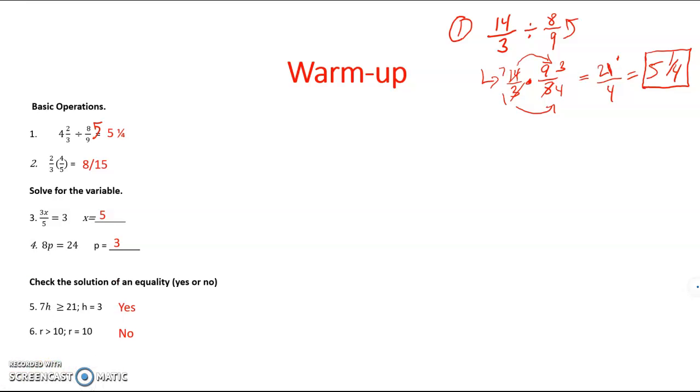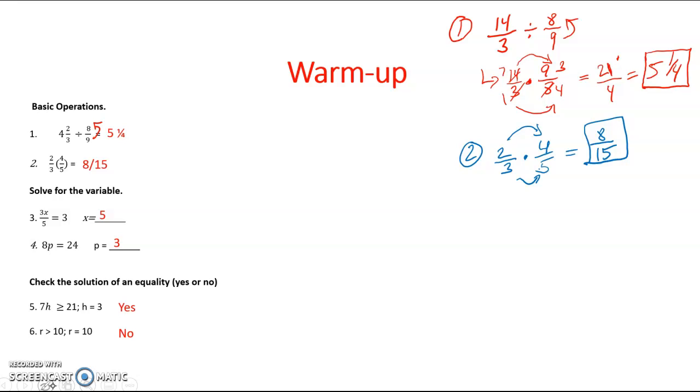So 2/3, so I got number 2. 2/3, circle that. 2/3 times 4/5. All right, and so when I'm multiplying fractions, all I got to do is simply multiply the numerator times the numerator, denominator times the denominator, and I get 8/15, and that is already simplified. So 8/15 is my answer.